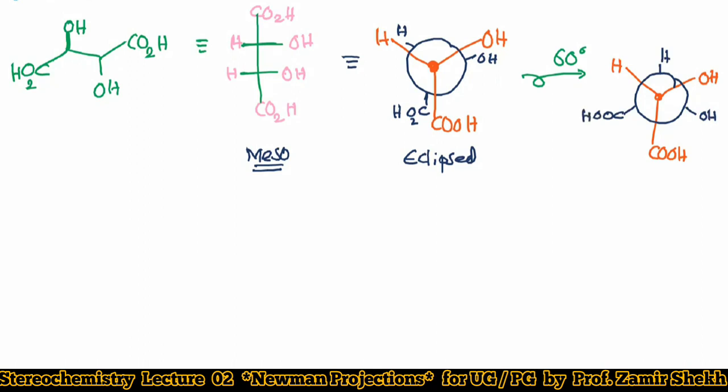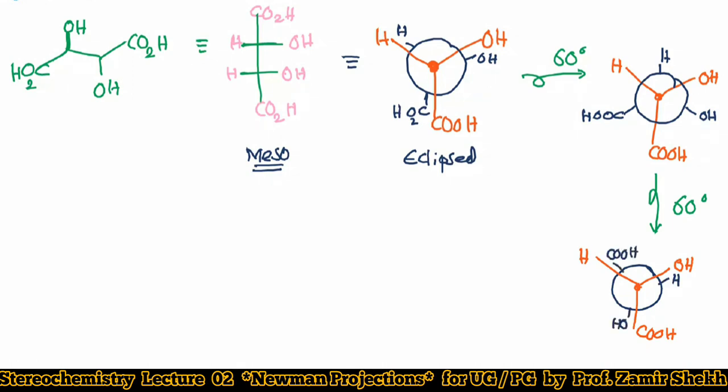Now do the same by 60 now. What happened now? Again, there is a change in the position of the substituents. This circle is the back carbon, and this is the front carbon. So here you can use the front carbon also for the rotation. Then we have to keep the back constant. Okay, you have to fix the back now. This is my front carbon. And what about my back carbon? This is my hydrogen, this is my OH, and this is my COOH.